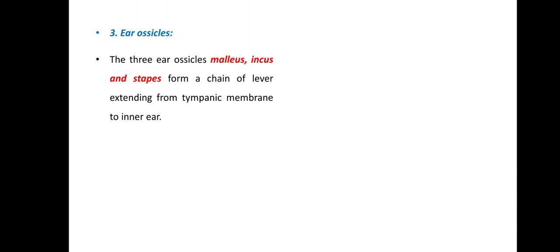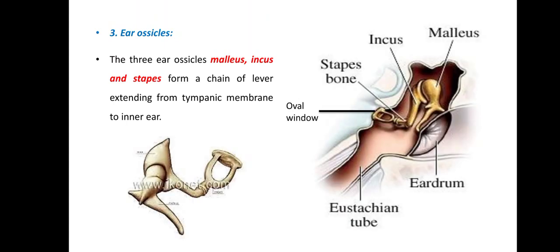The ear ossicles transmit sound waves from the eardrum to the internal ear. Ear ossicles communicate the eardrum with the internal ear through the fenestra ovalis. This means the vibration of sound collected from the eardrum is transmitted to these three ear ossicles, and the ear ossicles transmit this vibration, this wave of sound, to the inner ear via the fenestra ovalis, or oval window.